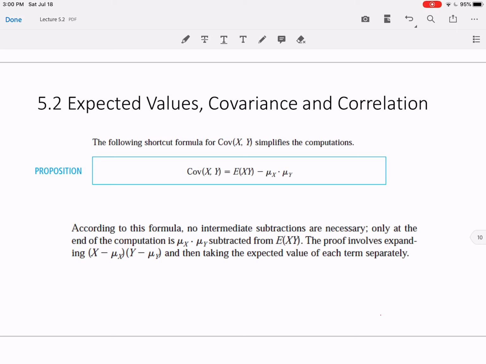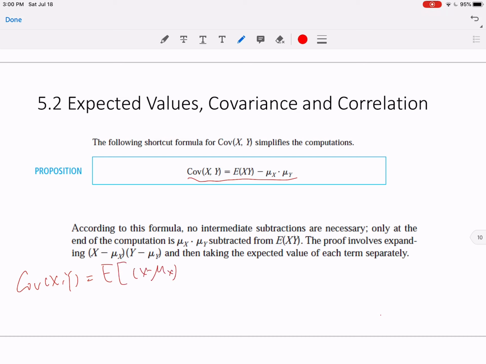The following shortcut formula for covariance simplifies the computations. So this is a shortcut version of the formula for the covariance. Now let's take a look at how we got this formula. We know that the covariance of X and Y is equal to the expected value of (X minus mu sub X) times (Y minus mu sub Y), right?